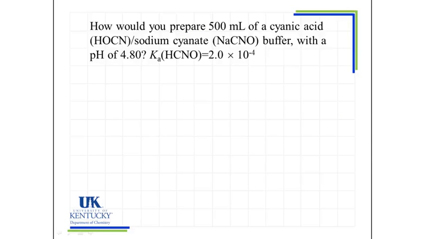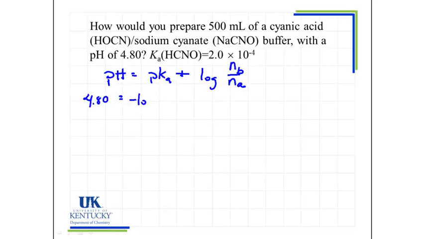Now in this problem, I've already told you what the substances are that are going to be making that buffer. And I'm just going to show you the idea of solving for the ratio. If we consider the Henderson-Hasselbalch equation, pH equals pKa plus the log, and I'm going to do it in terms of moles, number of moles of base over number of moles of acid. I'll plug in that I'm trying to obtain a 4.80 pH, and I'm going to use the negative log of the Ka of the acid, which is 2.0 times 10 to the minus 4. My goal will be to solve for the log of the number of moles of base over the number of moles of acid.